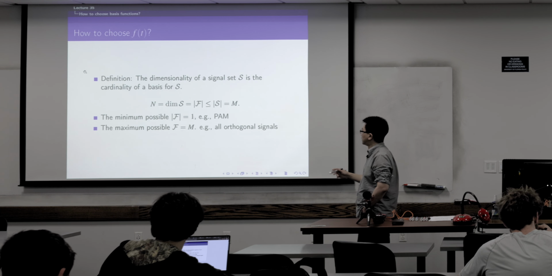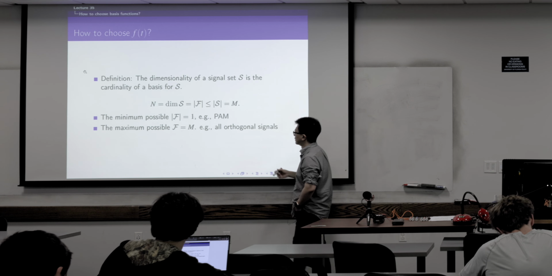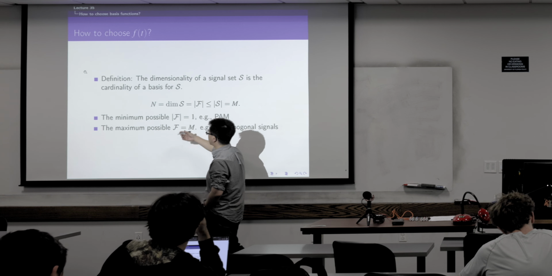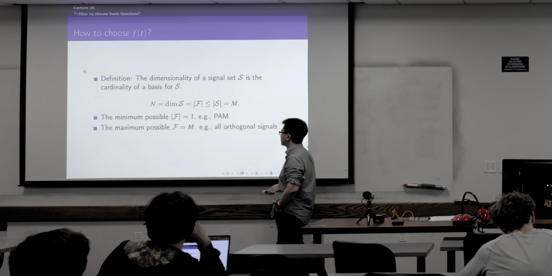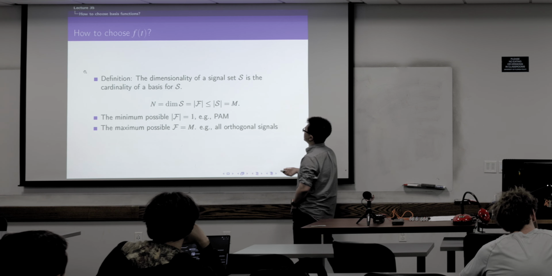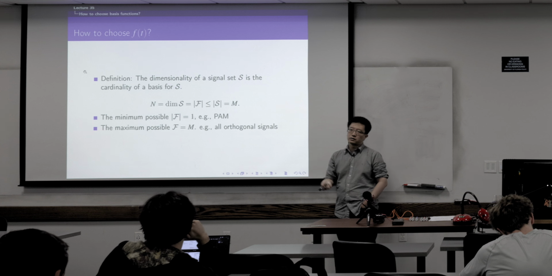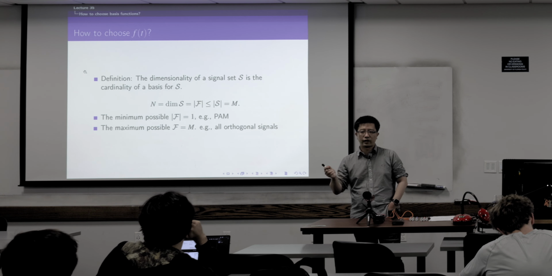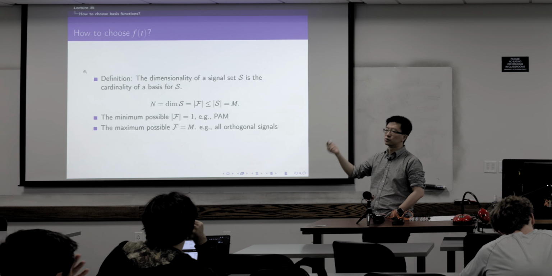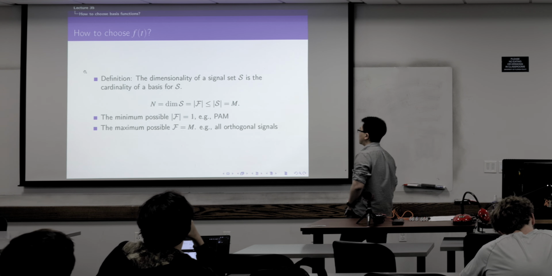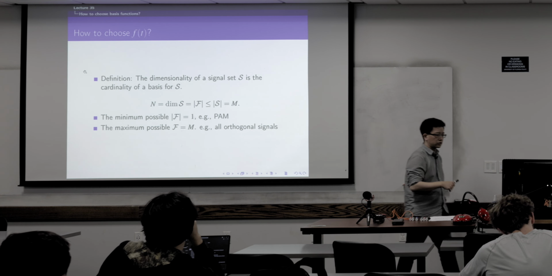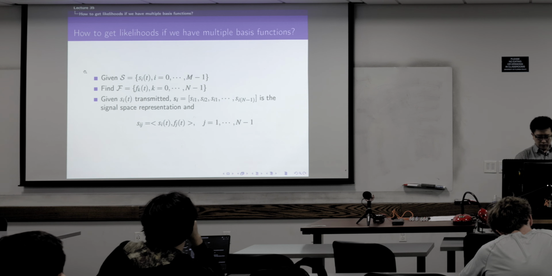And the other extreme case is that the maximum possible number of basis functions is capital M, with a cardinality sign here. That's the orthogonal case. In the orthogonal case, S0 and S1 are orthogonal, so we need 2 bases. That's the maximum number of basis functions possible, corresponding to the orthogonal case.